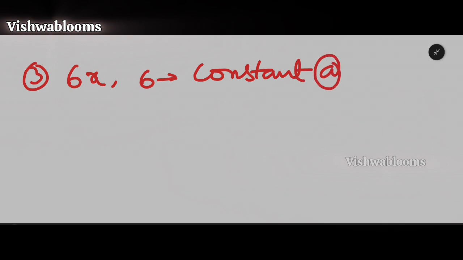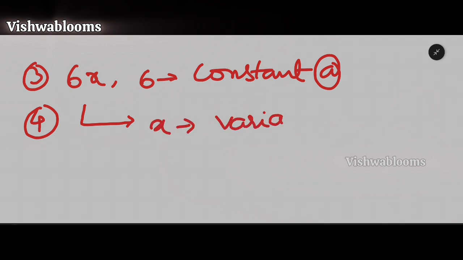Third question, in 6x, what is 6? 6 is called as a constant, which is option A. Next, fourth one, in 6x, x is called as variable, option B.